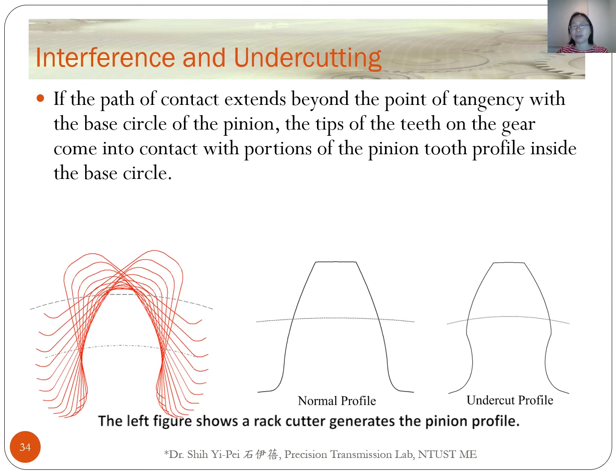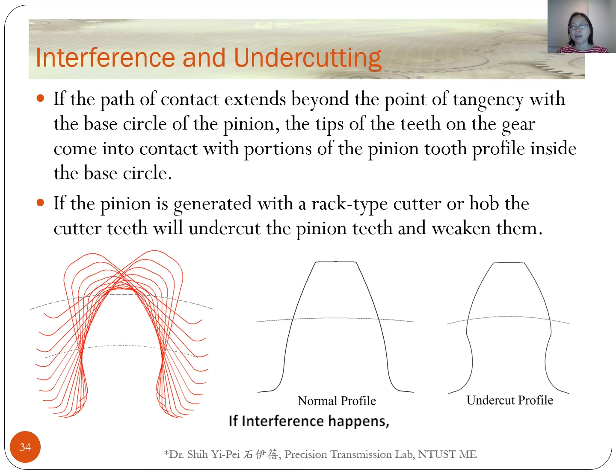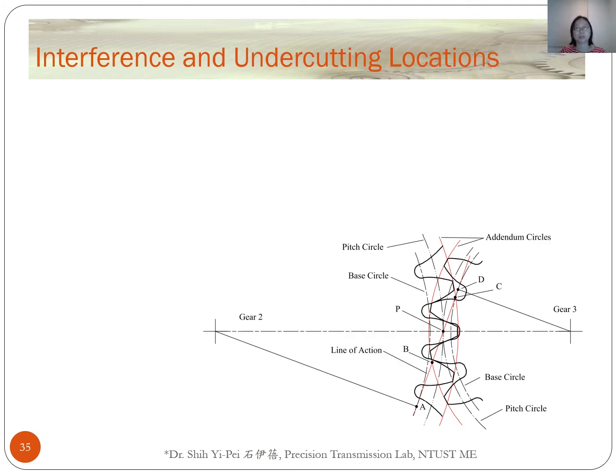The left figure shows a rack cutter generating the pinion profile. If interference happens while the pinion is generated with a rack-type cutter or hob, the cutter teeth will undercut the pinion teeth and weaken them. The right figure shows you the normal profile and the undercut profile. In the following slides, we will talk about interference and the undercutting locations.